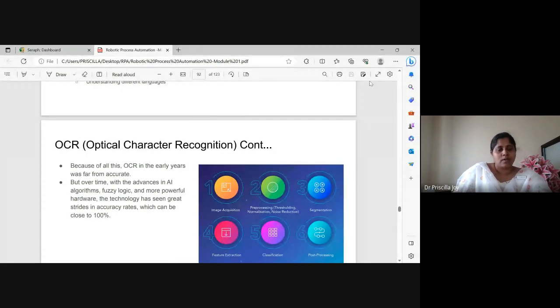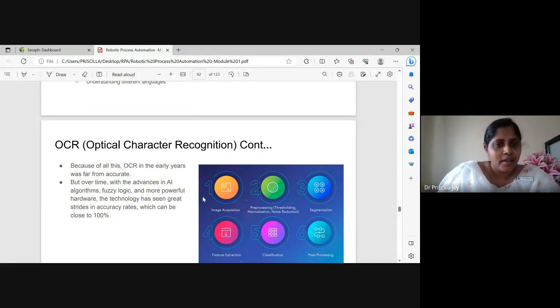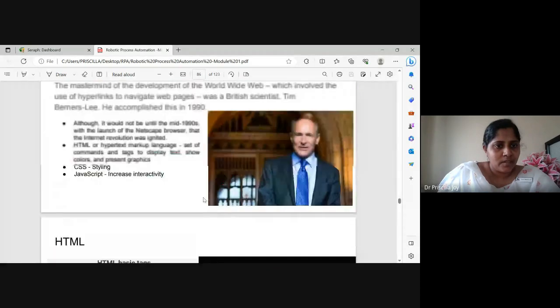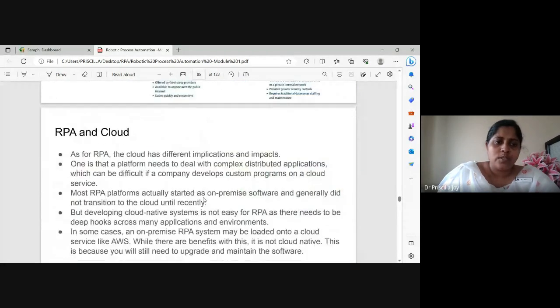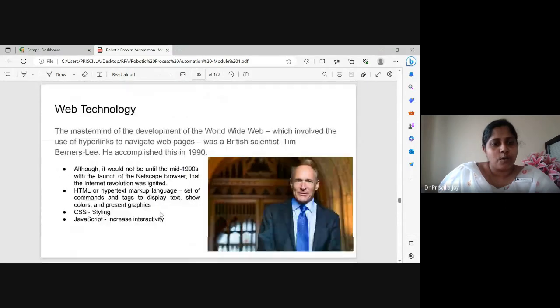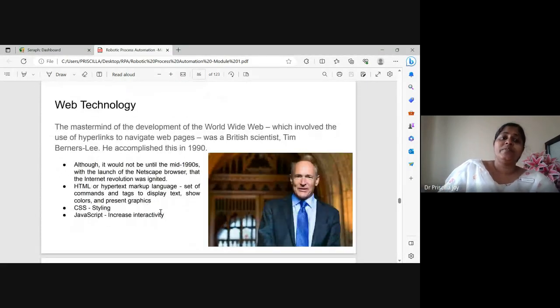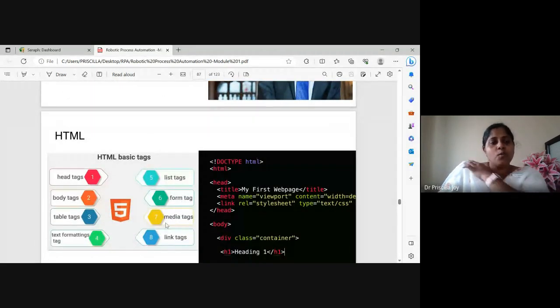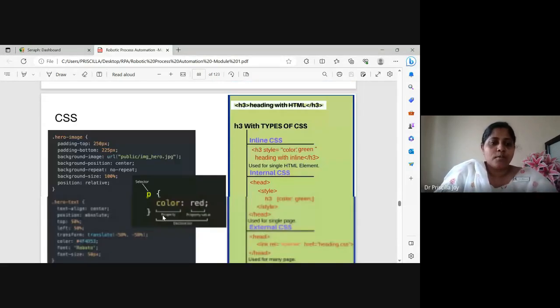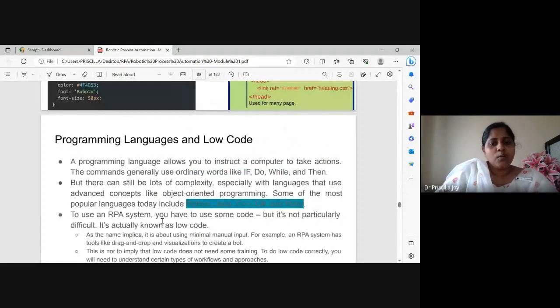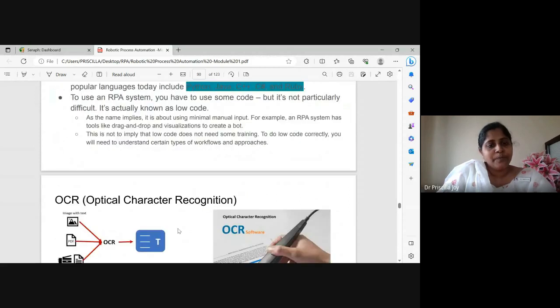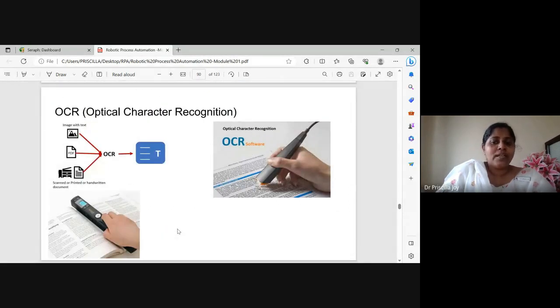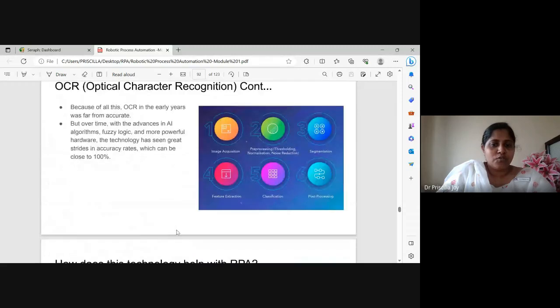Yes, ma'am. Okay. So in the previous class, we were dealing with the RPA skills. We dealt with how it is integrated with RPA as well as cloud, and how web technology is connected with RPA and how it functions. For that, we saw how HTML is taken into account, then CSS, how we do programming using programming languages, and how optical character recognition works. So this much we learned.